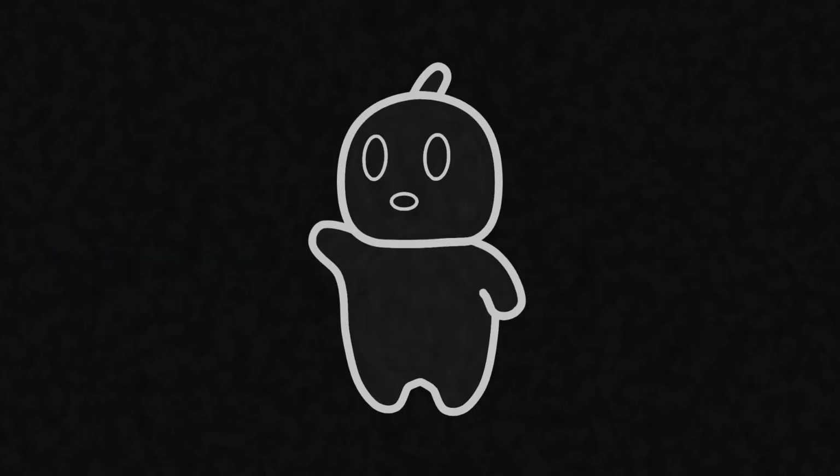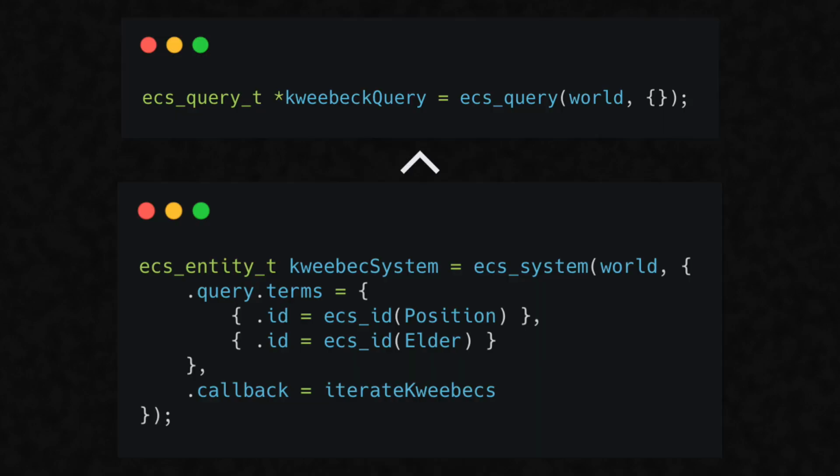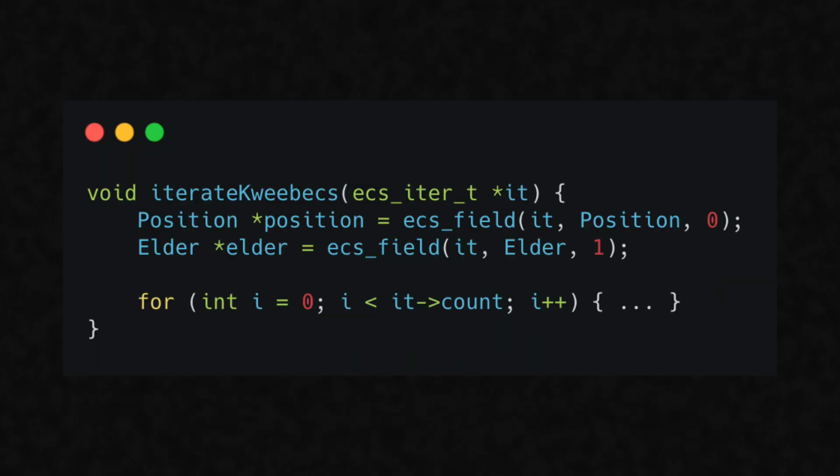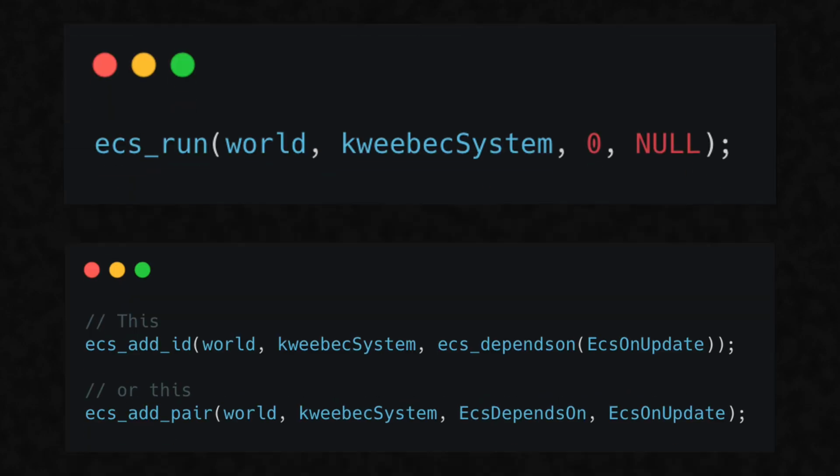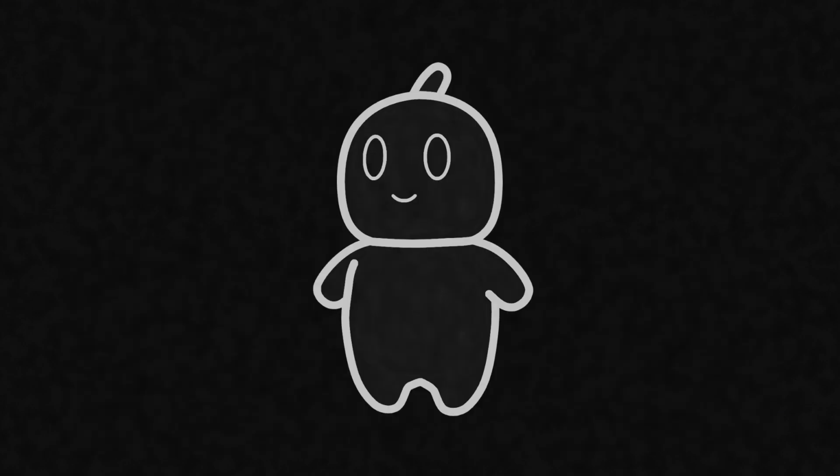To quickly recap, a system is a query that calls a function. The function can be used to iterate the entities that matched the query. The system can be run manually by using ECS run, or told to run every frame by using the Flecs pipeline. And that's it. Yeah, you thought this would be difficult.